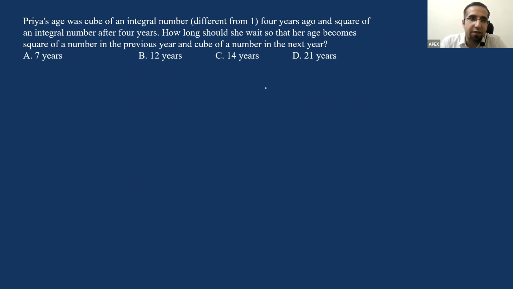So last question that we are discussing in this is: Priya's age was the cube of an integral number 4 years ago and square of an integral number after 4 years. Let's say present age is x. x minus 4 is a cube of an integer number and x plus 4 is the square of an integer number. Okay. And I know the gap between these two values is 8.